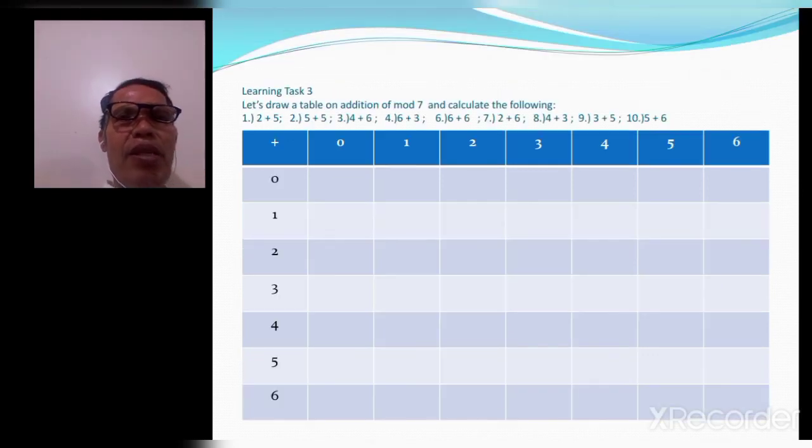Okay, next. For learning task 3, you are going to complete or draw the table of modulo 7 in addition, and you are going to calculate the operation of adding numbers using the table.